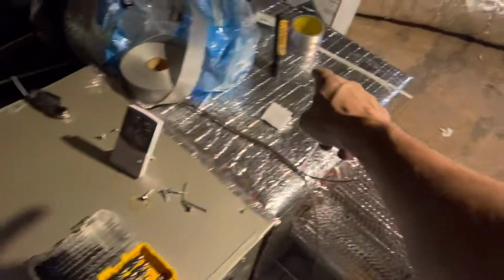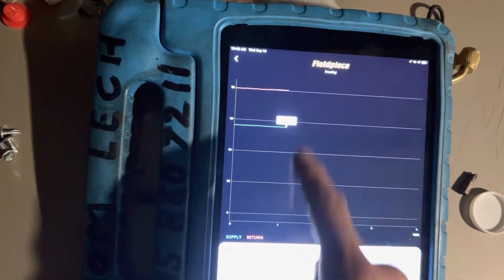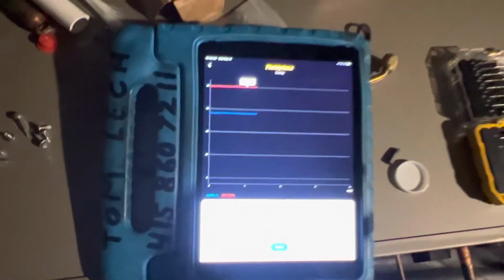So it's operating right now, and right now I'm recording the temperatures out of your supply and your return, or supply and return, got that reversed. And here we are right here. We are at 56 degrees coming out of the supply, and we're at 80 degrees in the room right now.